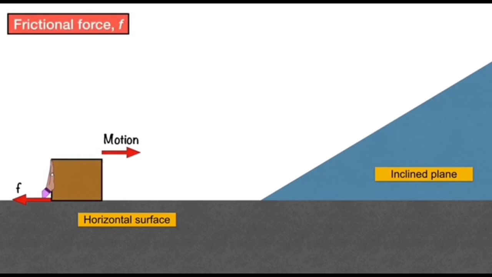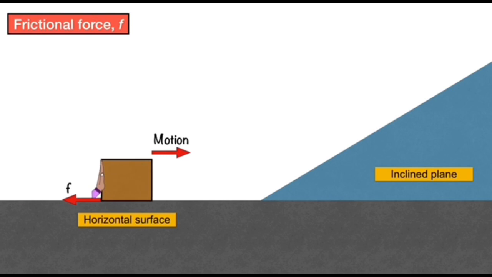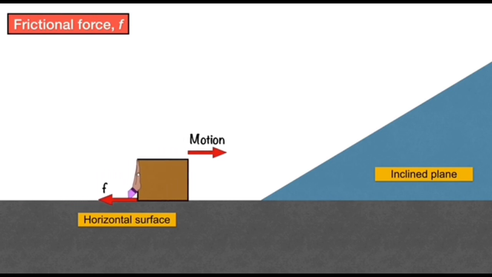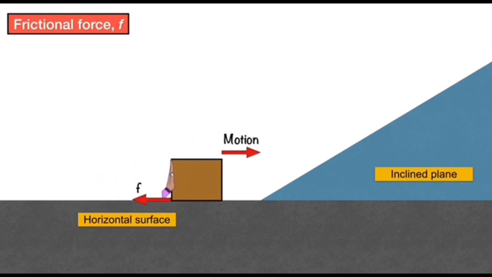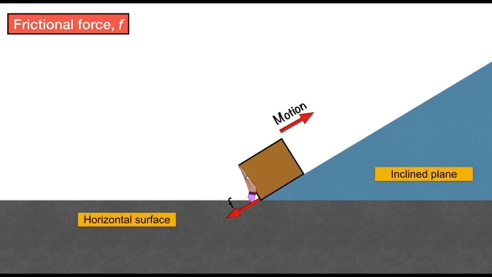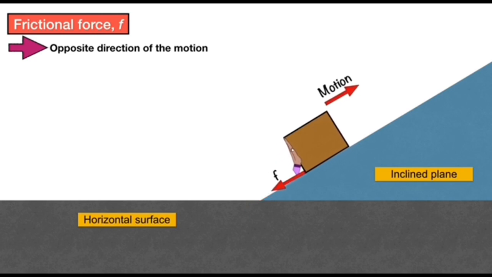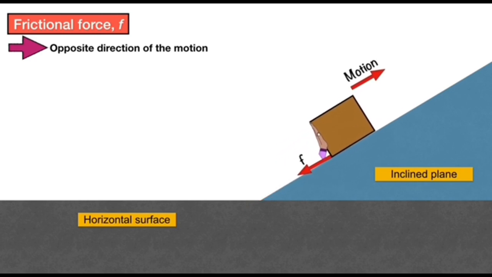The fourth force is frictional force, and the symbol is small letter f. Frictional force is a force that resists the motion of one surface relative to another with which it is in contact. The direction of the frictional force is opposite to the direction of the motion. Frictional and reaction force are always perpendicular to each other.